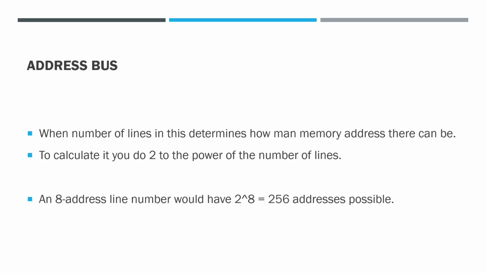So the number of lines determines how many memory addresses there can be. Okay, here's another example of it. An 8-bit address bus, or 8-line width, another way of saying it, would be 2 to the power of 8, so that'd be 256 addresses possible. So I'm just repeating the same thing here. If you've got an address bus that's only 8-bit, you can literally only have 256 different locations of RAM, which is not a lot.